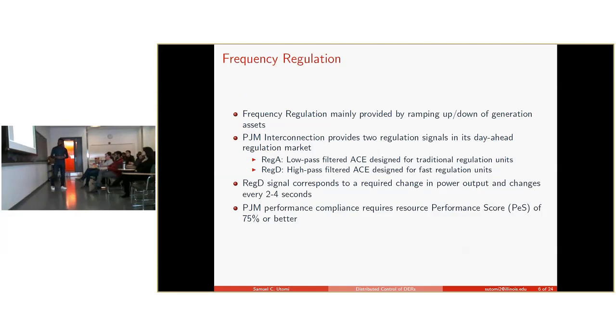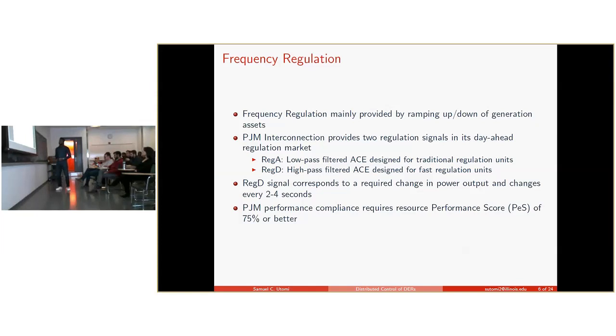Frequency regulation occurs mainly by providing ramping up or ramping down of generation assets. If you know your basic power flow, you know that there's a relationship between frequency and real power, and that's the result of synchronous generators on the power grid. The PJM interconnection provides two regulation signals, the Reg A and the Reg D signal. The one that we're interested in is the regulation D signal. It's a high-pass filter signal, an area control error designed for fast regulation units, which we're focusing on in this talk.